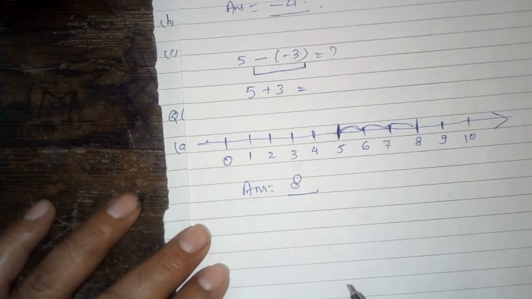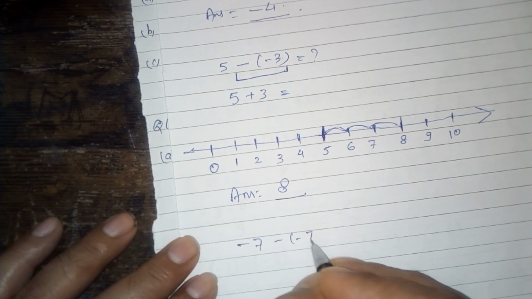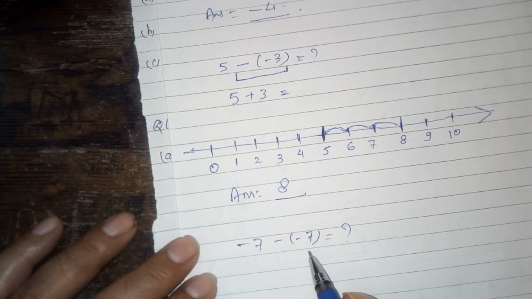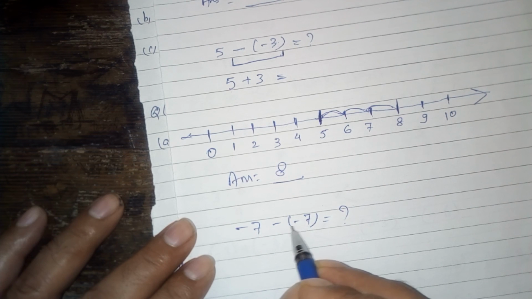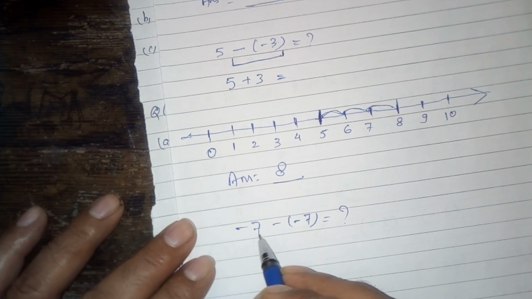Suppose your question is -7 minus -7. The meaning is, what happens when you subtract -7 from -7?